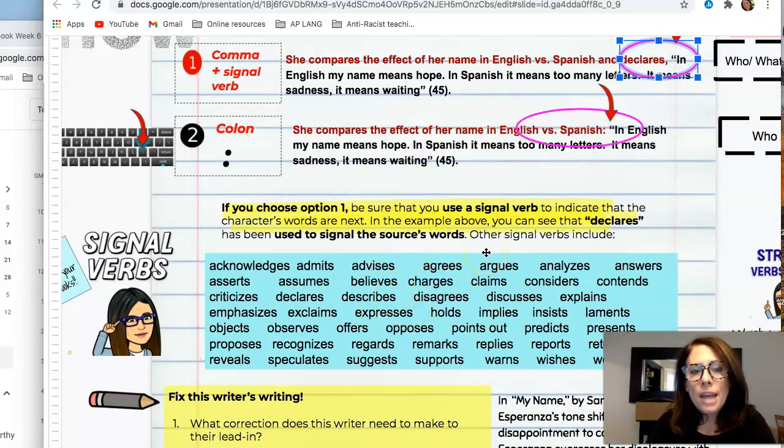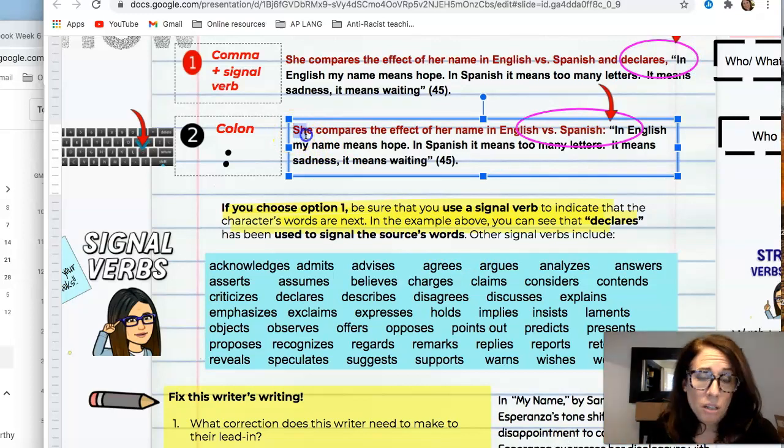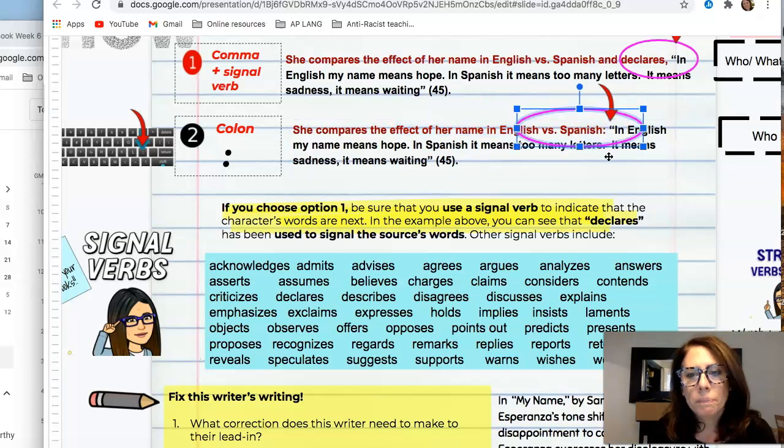So the next way you can write a lead-in is to just put a colon at the end. The colon is located two keys to the left of your enter or return key. I always say it's like the fighting hands. And you have the same thing. What is she doing? She compares. What does she compare? Her name. Very general, not deep, okay? And then the colon, and then a space, and then the quote. So let's just compare how this is different. Colon after a complete statement.